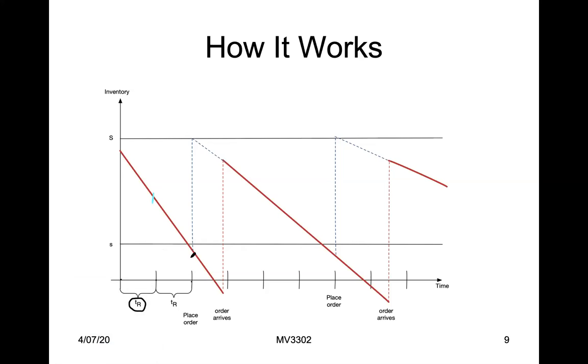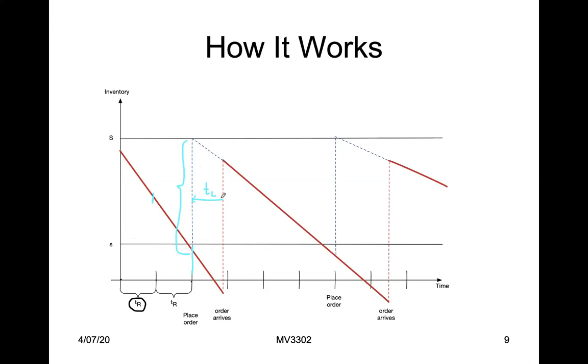But at the next review, notice here, at this review, we see that we have fallen below our trigger point. And so what we do is we place an order for this amount right here. But the problem is it's not going to come in right away. It's not going to come in until this time.